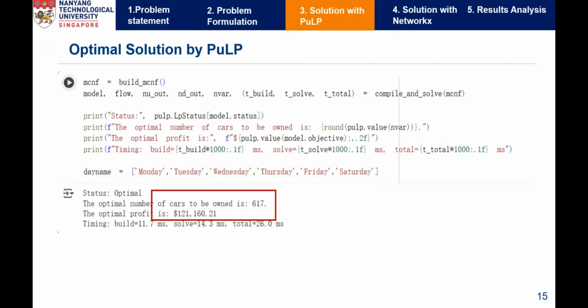The solver status returns optimal, which means we successfully found the best possible solution under all given constraints. And the results show that the optimal number of cars to be owned is 670, and the maximum profit is a bit over 121,000. So we can do some interpretation. We can interpret the results now.